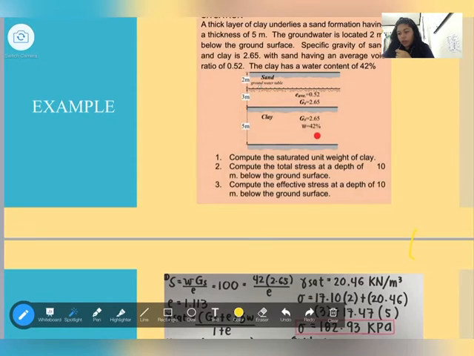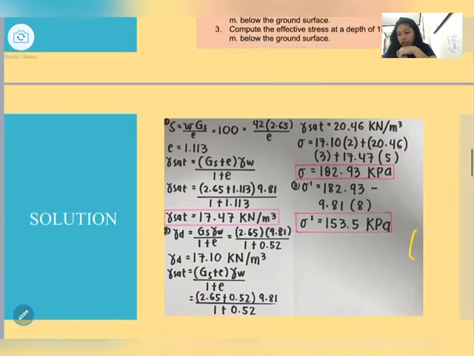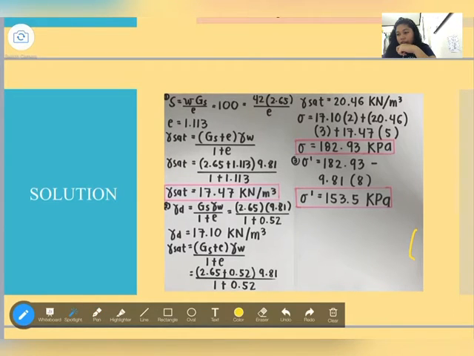So you have to get the void ratio. With the degree of saturation, the water content, and the specific gravity, we can get e, which is 1.13. Then the formula for the saturated unit weight is (Gs plus e) times the unit weight of water over 1 plus e. By this, we get the saturated unit weight, which is 17.47 kilonewton per meter cube.